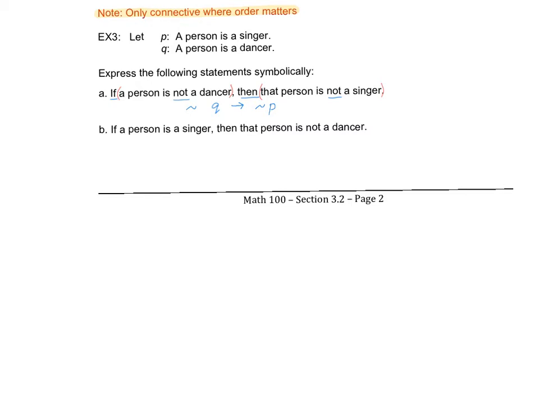Let's look at part B. If a person is a singer, then that person is not a dancer. I see an if, then. I look on either side. A person is a singer. That person is not a dancer. A person is a singer would be P, arrow. That person is not a dancer would be not Q.